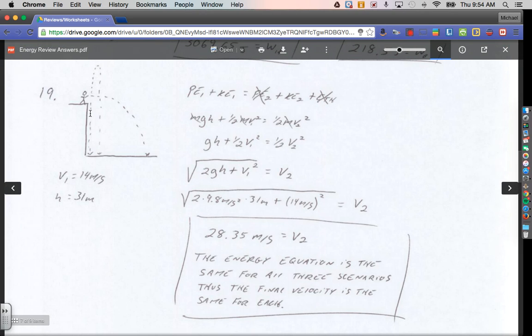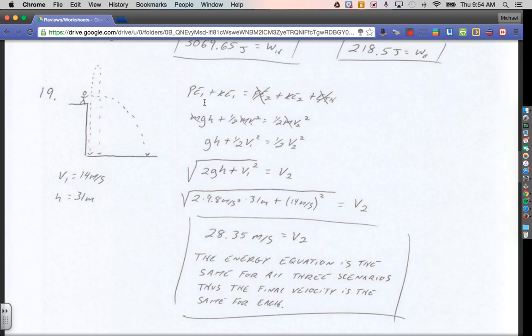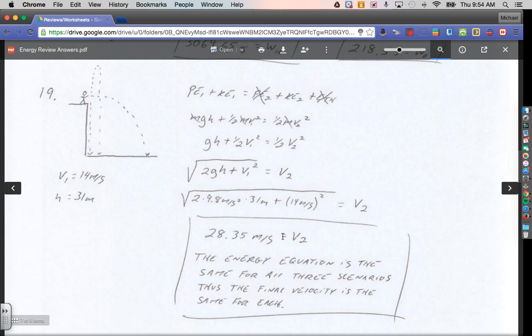When it's launched horizontally, we just did, but also when it's launched straight up and straight down. Well, this is the thing. The conservation of energy equation wouldn't change no matter which way we launched it, because all of the energy is always conserved. So my equation would never change, so I don't have to do it 3 times. I know that if I shoot it straight up, straight down, or straight out, or even at some kind of an angle, if I launch it at a speed of 14 meters per second, it will hit the ground with the same speed, 28.35 meters per second, every single time.